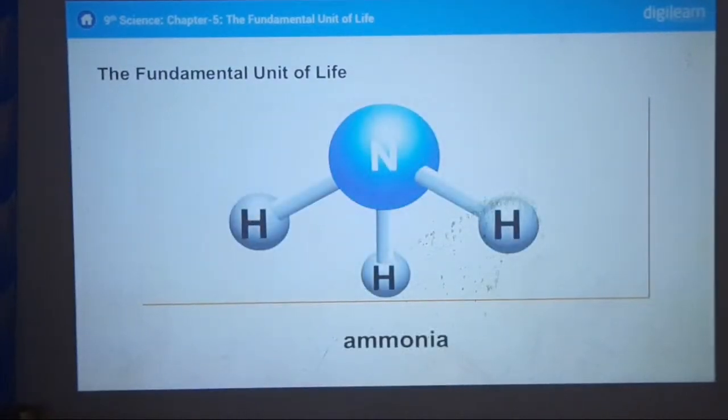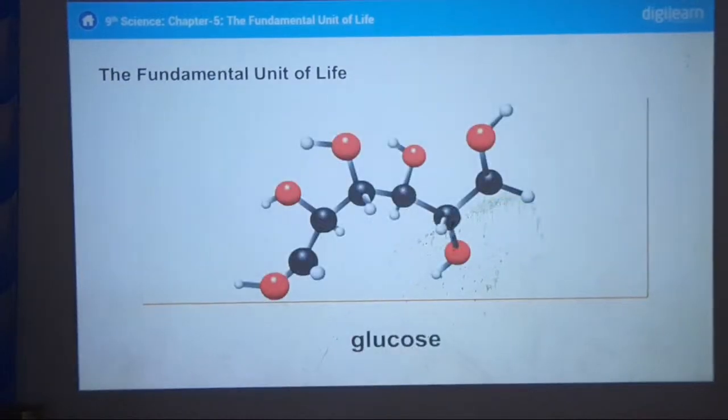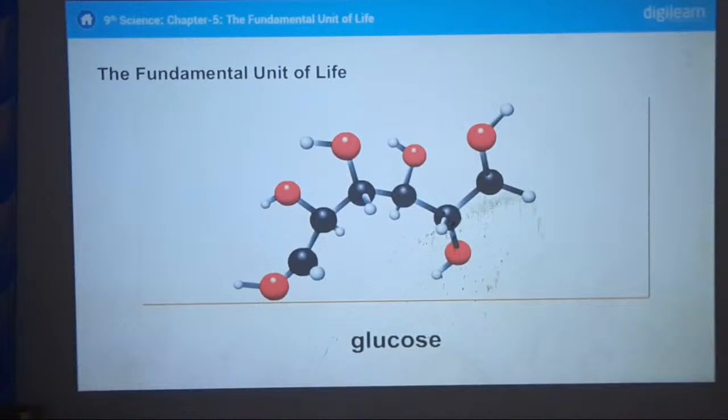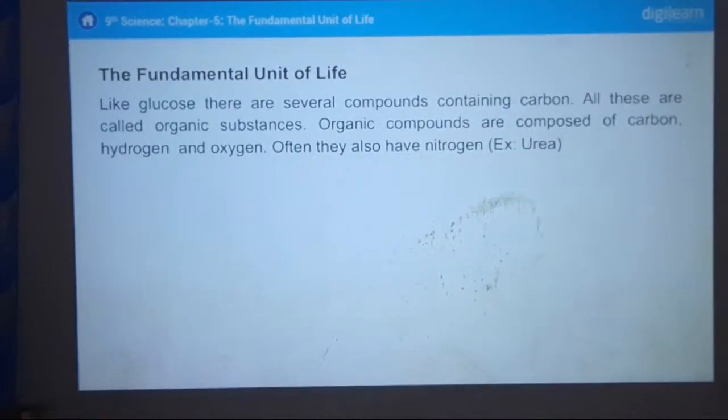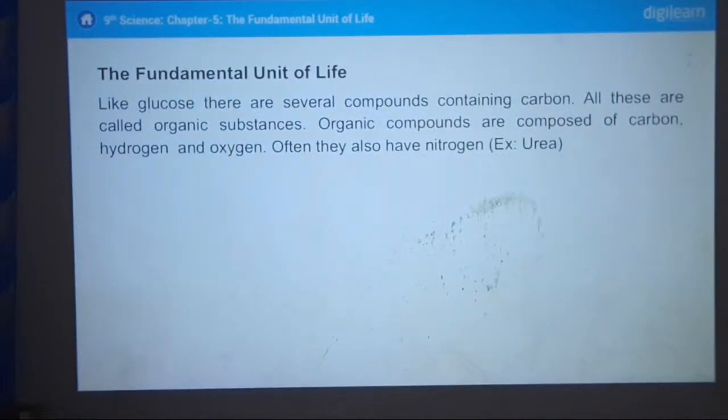Similarly, ammonia molecule has one nitrogen atom attached to it and three hydrogen atoms. Hence, the molecular formula for ammonia is NH3. Glucose is a simple sugar that gives energy to the living system. Its molecule has 6 carbon atoms, 12 hydrogen atoms, and 6 oxygen atoms. So, the molecular formula for glucose is C6H12O6.